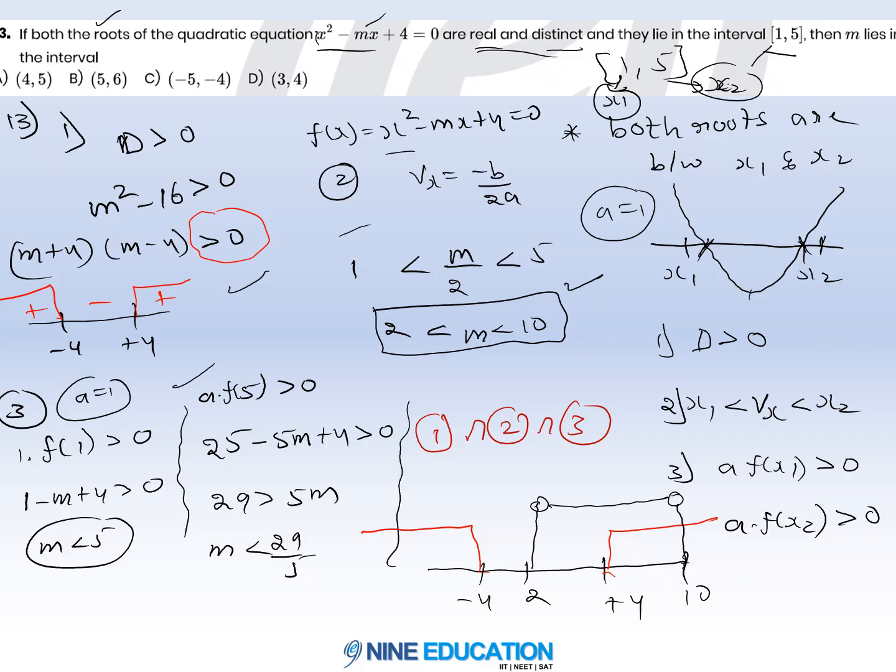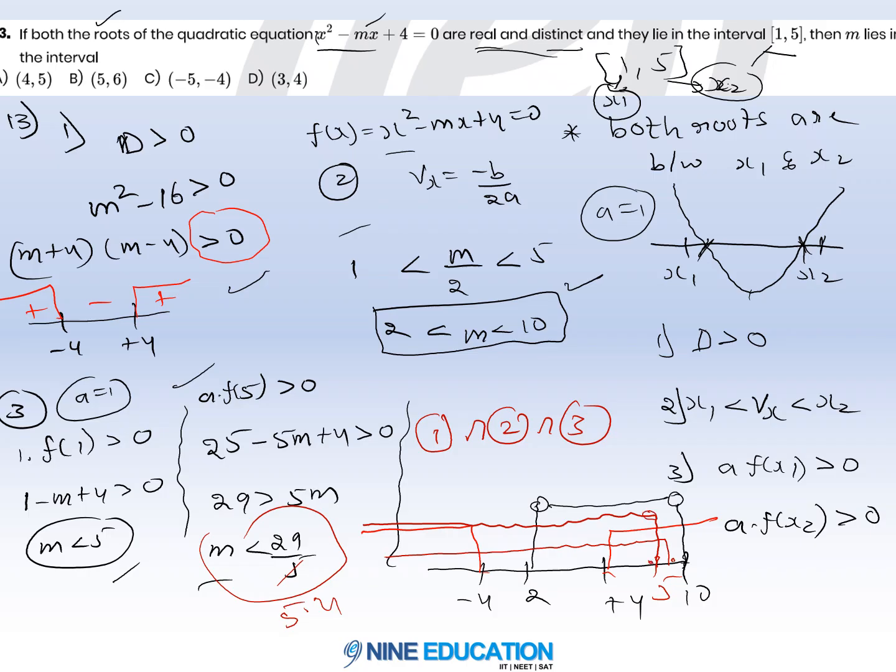Next, the third condition, m is less than 5. Let's mark m less than 5. So let's say 5 is somewhere here. m less than 5 will be this case. Next, m less than 29 by 5. 29 by 5 is approximately 5.4, so less than 5.4. This is less than 5.4. Okay. So 5 is not included, and 5.4 is also not included.